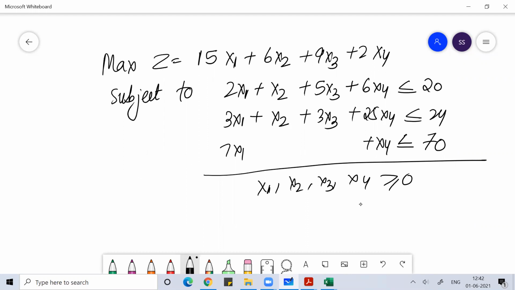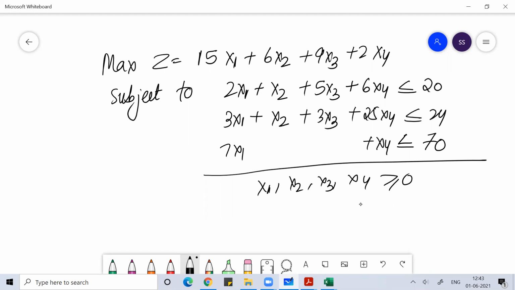You can see here three constraints are there. So we'll introduce three slack variables. After writing this, you can write: introducing three slack variables S1, S2, S3 and converting the problem into standard form. The next step is to convert the inequalities into linear equations by putting an equal to sign.